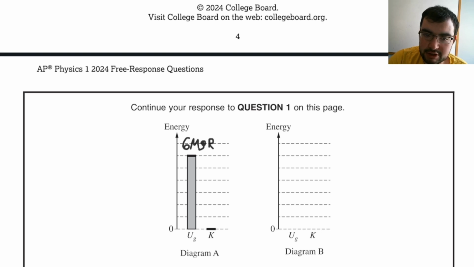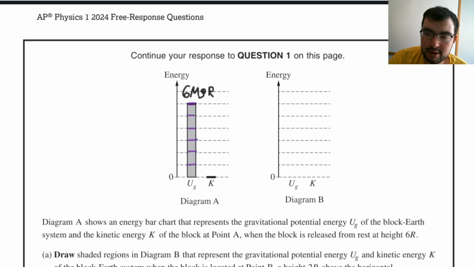And let's see, are there 6 bars here? That would be really nice of them if there were 6 bars. 1, 2, 3, 4, 5, 6. Yep, nice. Okay. So every bar can represent an mgr's worth of energy for us. So let's see what's happening at diagram B.